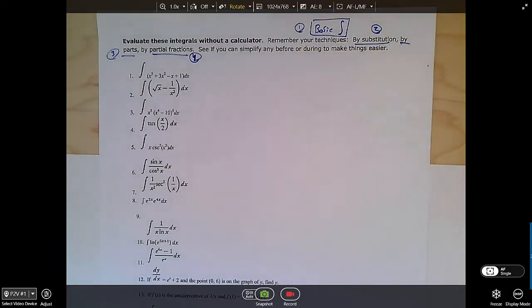Hello, let's do a bit of integral review. I think that the most important thing to know about integrals is deciding what you need to look for in the integral to decide which technique to apply. So that's what we're going to talk about now.